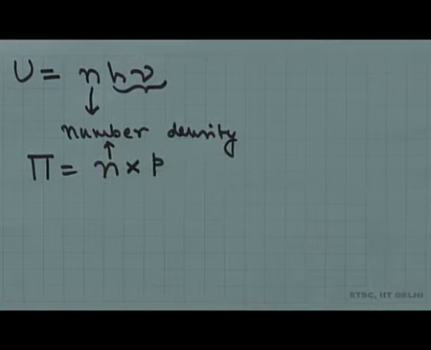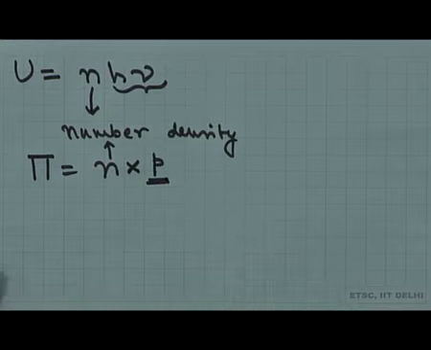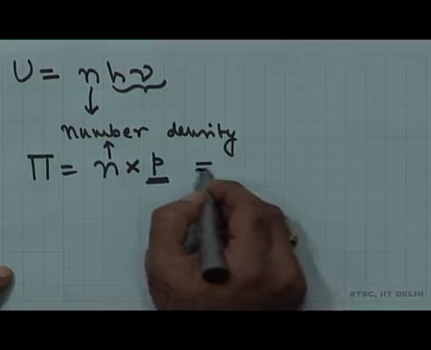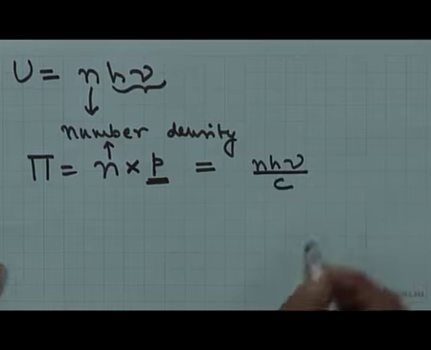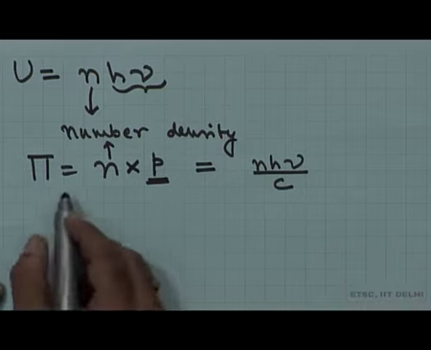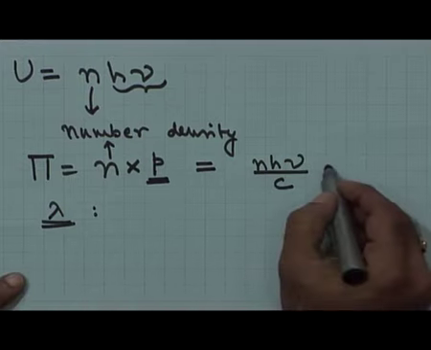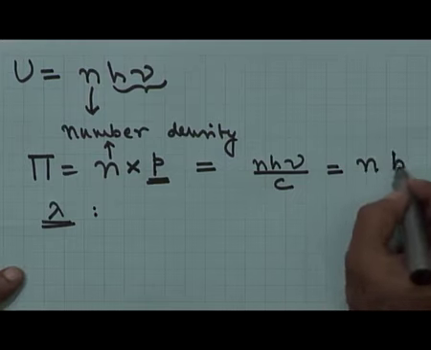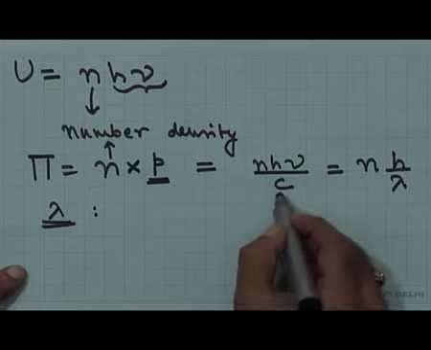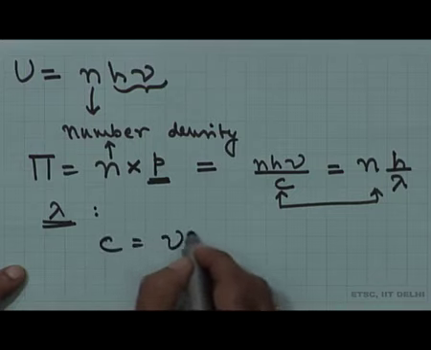h nu is the energy carried by the individual photon, and p is the momentum carried by the individual photon. And what are we writing? We are saying this quantity is nothing but U by c, n h nu by c. That is what we are writing. So, now if I am going to compare this with the standard definition of the wavelength, there is absolutely no conflict at all. Okay, if you want, you can even write this as n into p is h by lambda. That is what you are going to get. So if you combine these two relations, you will get the well-known relation c equal to nu lambda.